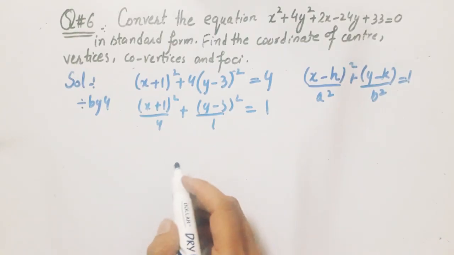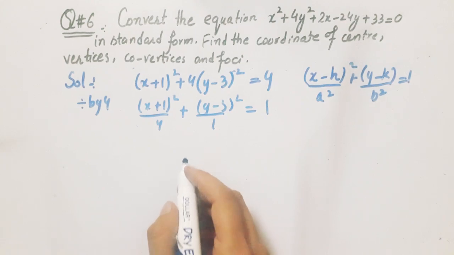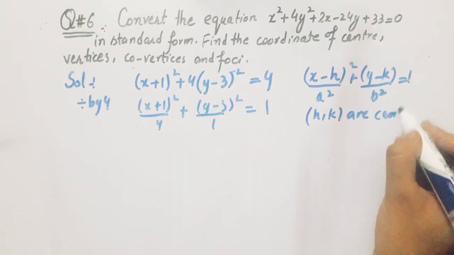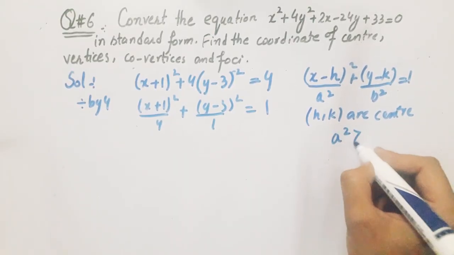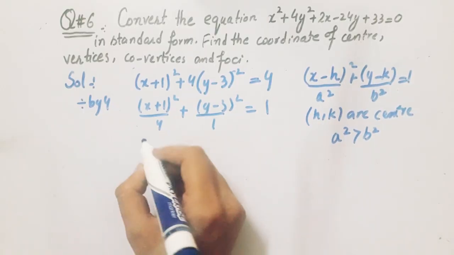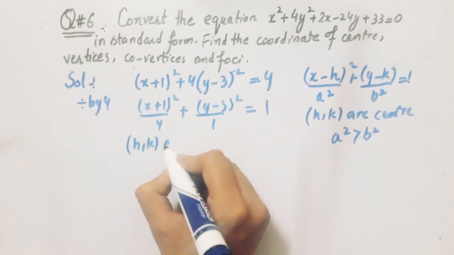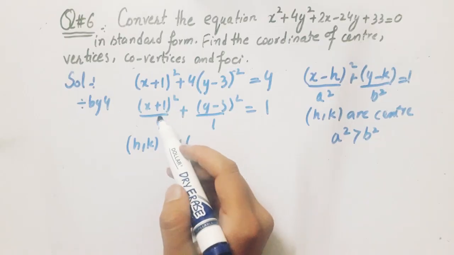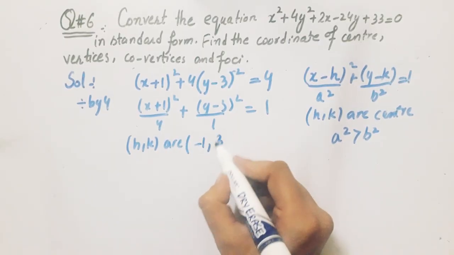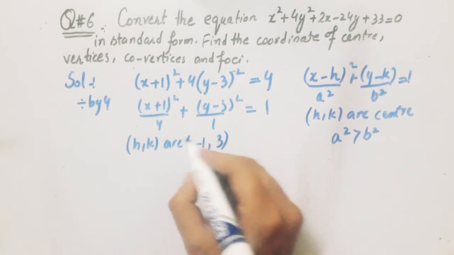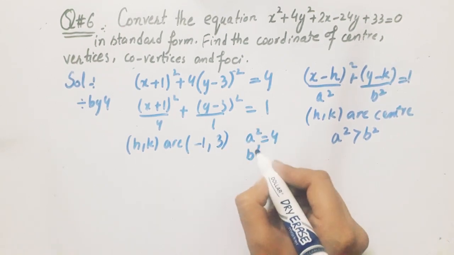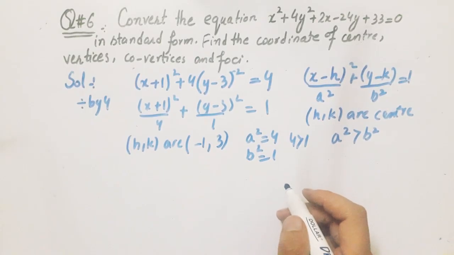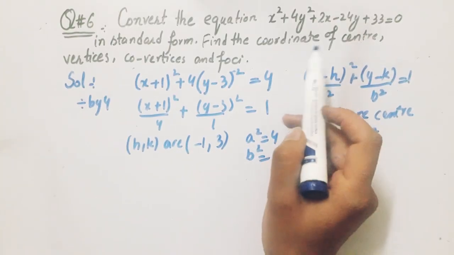So this is the standard form of an ellipse where h and k are the centers and a square is greater than b square. So you can see here h and k are minus h and minus k, which means your values will be minus 1 and plus 3. And also this is right that a square is equal to 4 and b square is equal to 1, which means that 4 is greater than 1. This is also true. Now we will find the key features of this, that are the coordinates of the center.